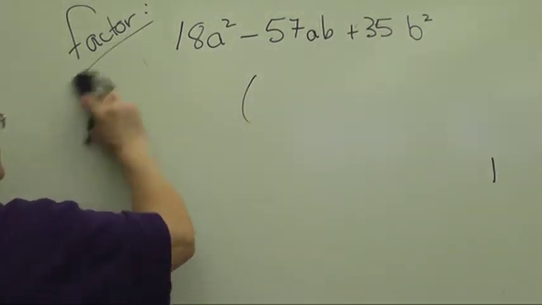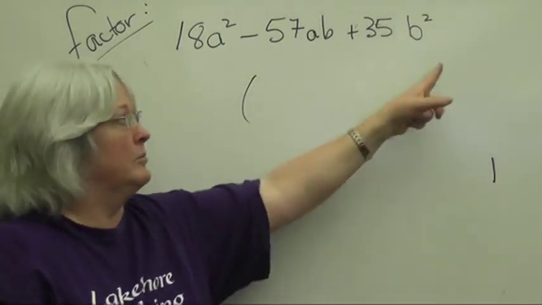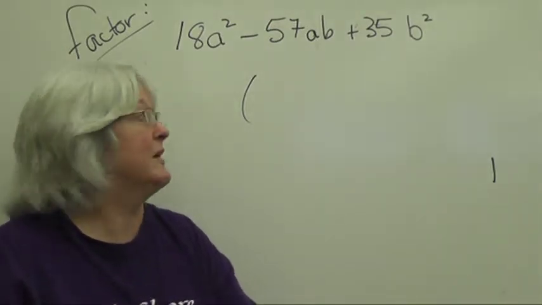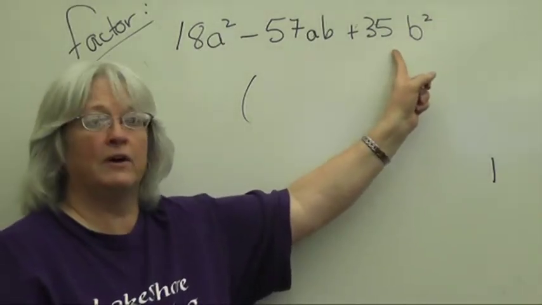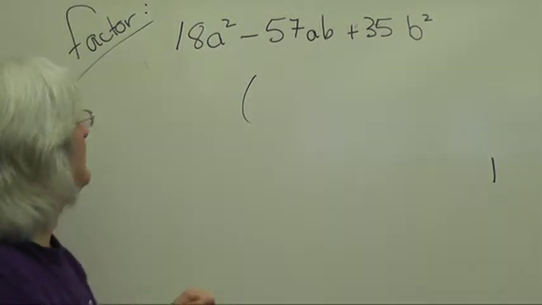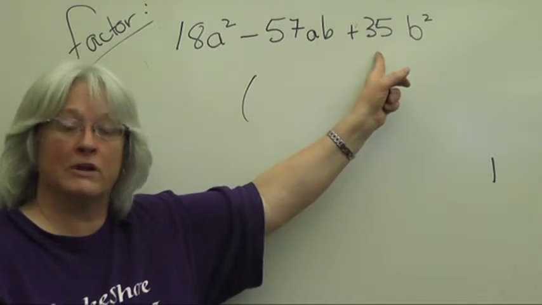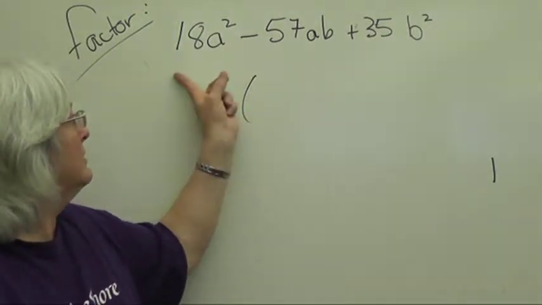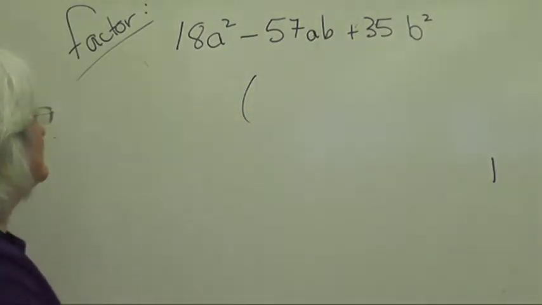So let's see. a squared, a, b squared. There are no common variable factors. However, we have 18 and 57 and 35, and I'm thinking there surely is a common factor in here. In order to figure out what your greatest common factor is, you need to know how to factor these numbers. I'm going to look at this and say, okay, well, I know that 35 is 5 times 7.